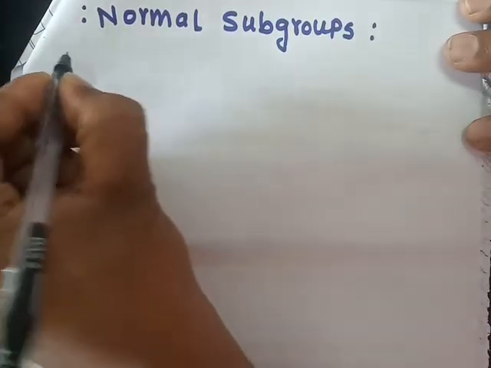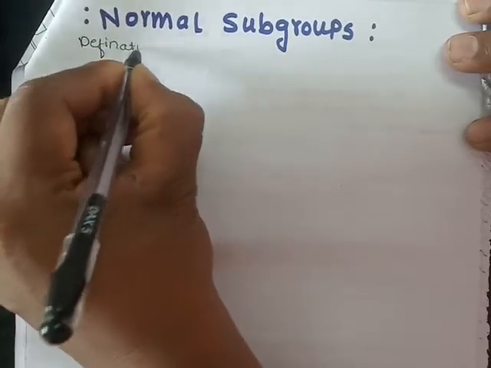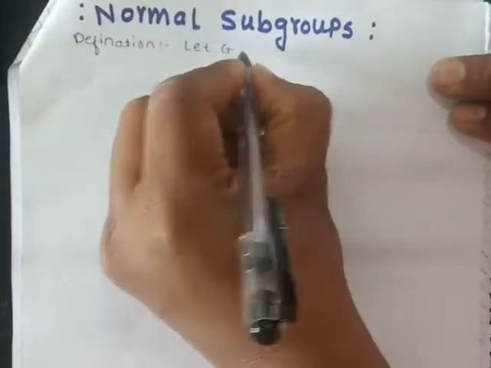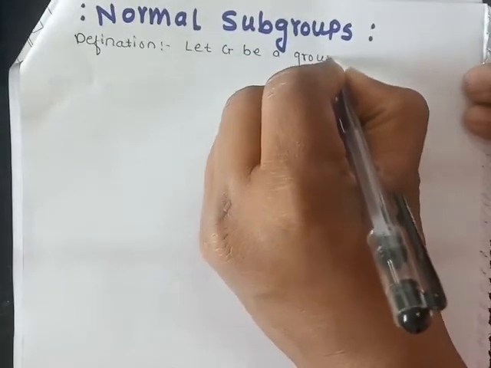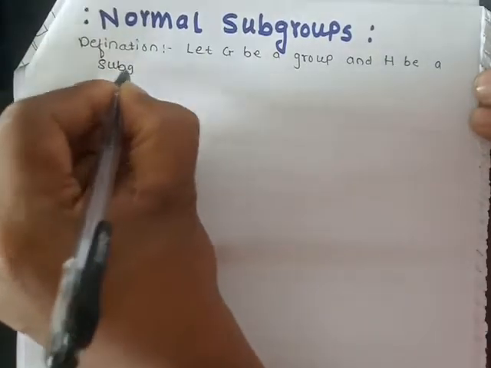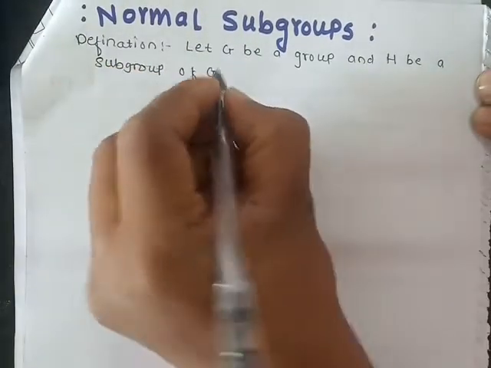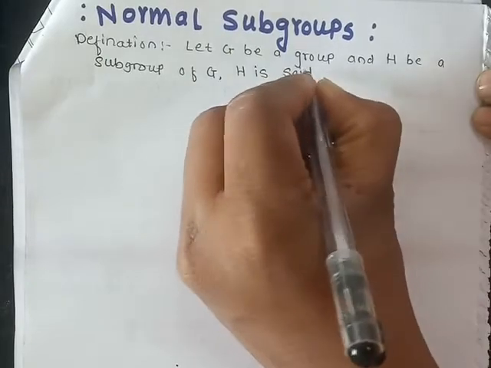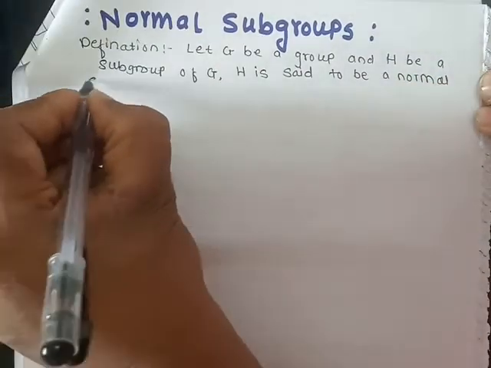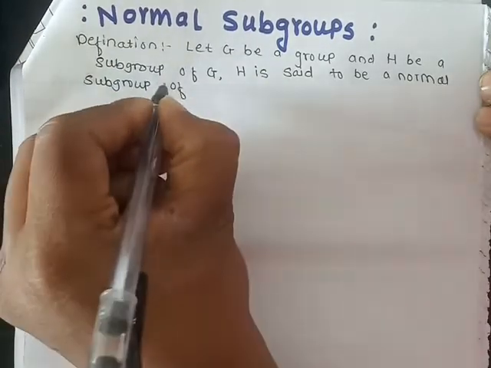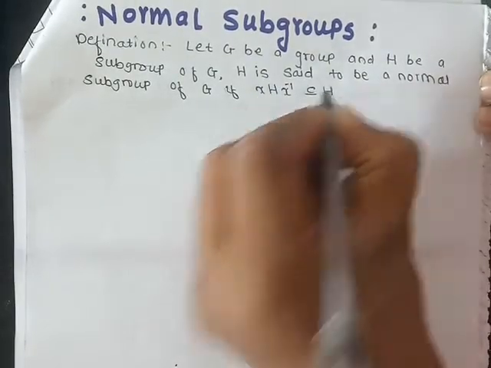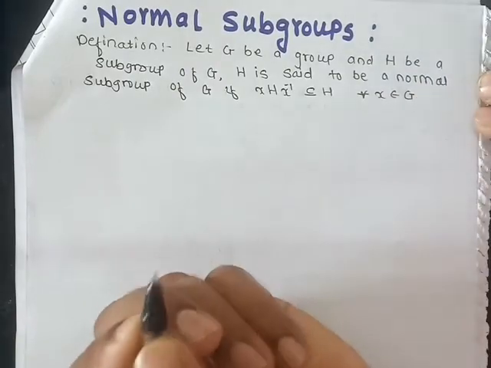The definition of normal subgroup is: let capital G be a group and capital H be a subgroup of G. Capital H is said to be a normal subgroup of G if x h x inverse is a subset of capital H for all x belongs to G.